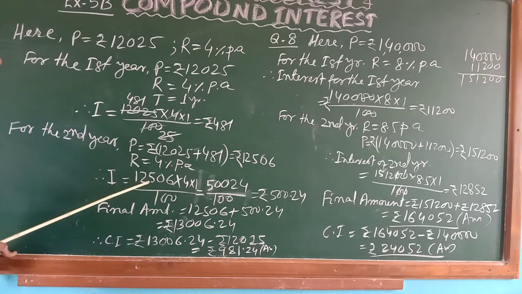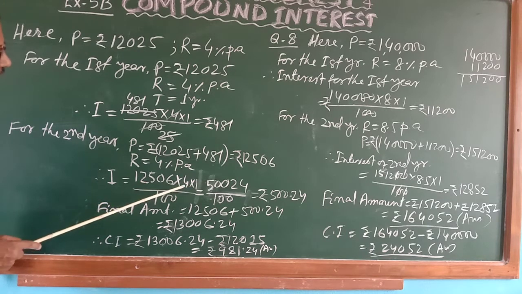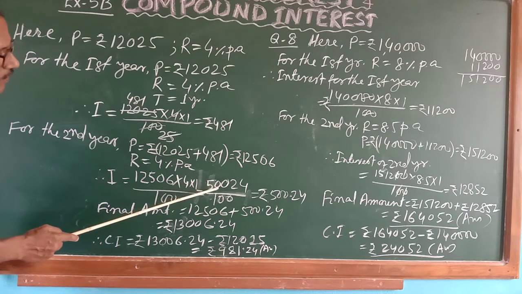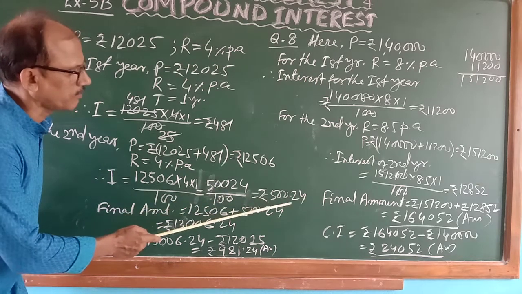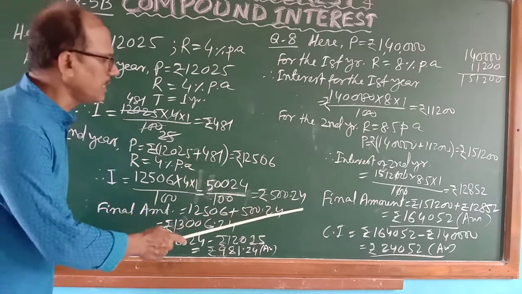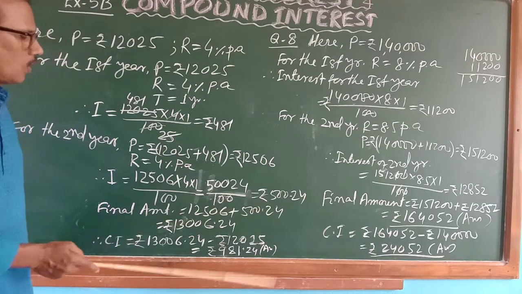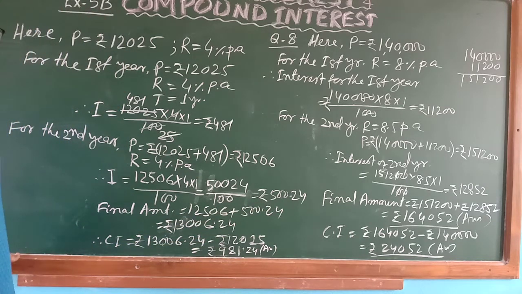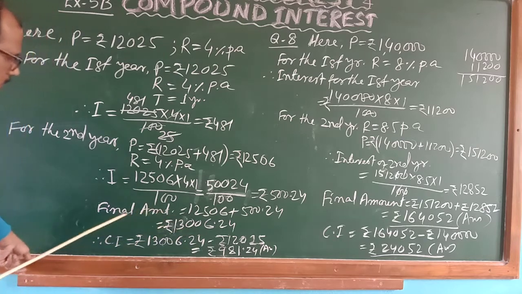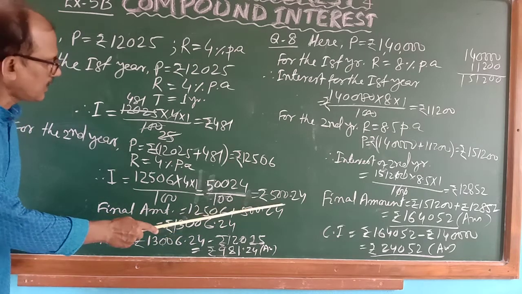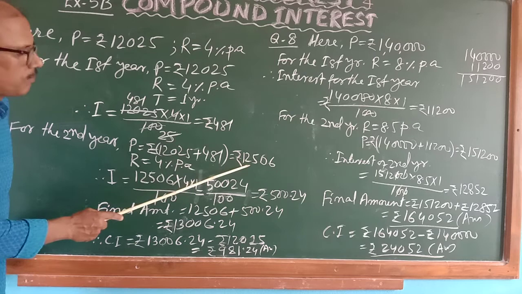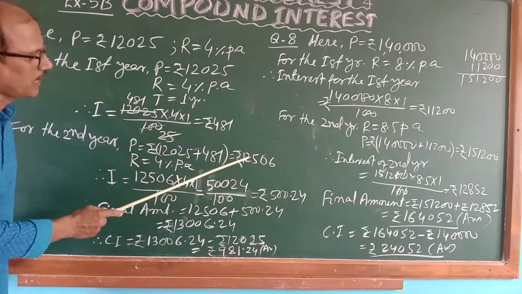So what will be the interest? This year's principal 12,506 into the rate percent into 1, divided by 100. If you calculate, you will find 50,024 divided by 100, which is 500 rupees 24 paisa, the second year interest. So altogether, what is his final amount? The final amount is the second year interest plus the second year principal value. If you add these two, you find the final amount.